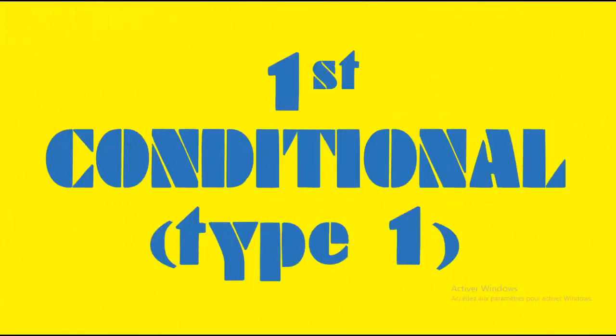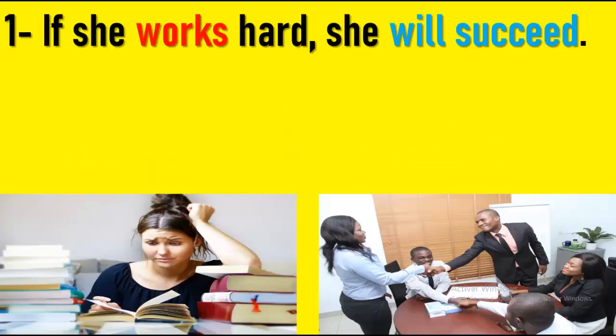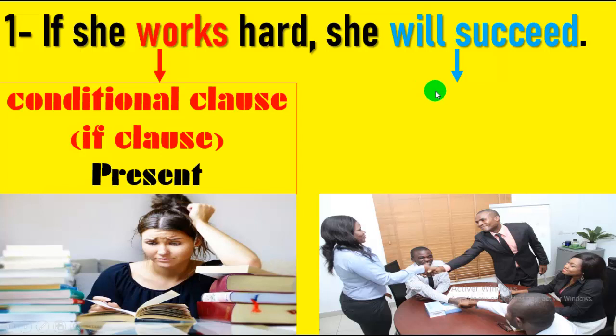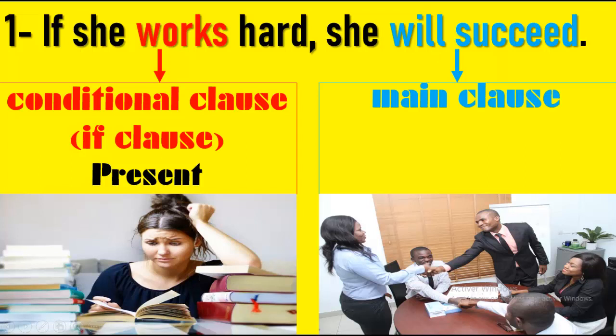First conditional, also called type 1 conditional. Look at this sentence. If she works hard, she will succeed. Here you have two parts. You have part 1, the conditional clause, also called the if clause, and it is in the present, works. And here you have part 2 in blue, it is a main clause, also called result clause in conditionals, and the verb is in the future.